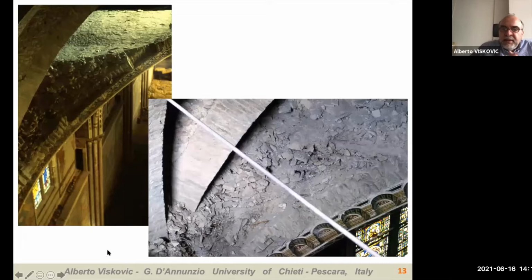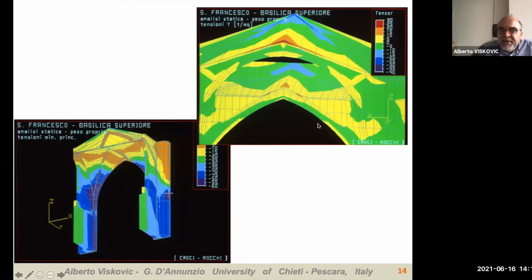Then we made a mathematical model to see if this filling was the main cause of these collapses. Already with the dead load, we can see that the action of the filling causes a tensile stress at the extrados of the key of the vault and of the arch.